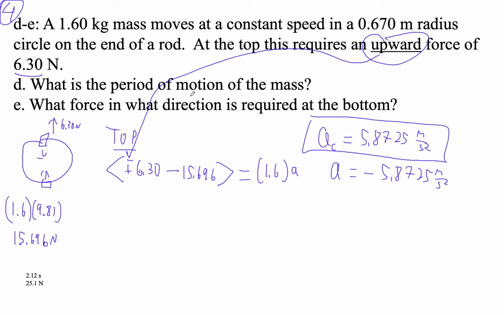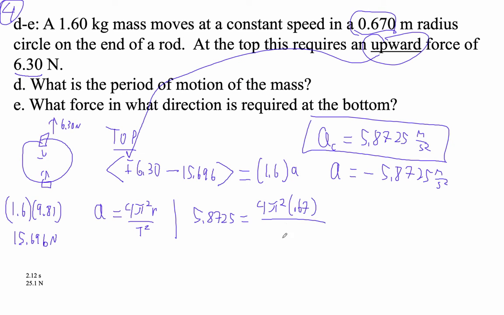Okay, so what does it say? What's the period of motion? So let's use A is 4 pi squared r over t squared. So 5.8725 is equal to 4 pi squared times, what's our radius? 0.67, divided by t squared, right?